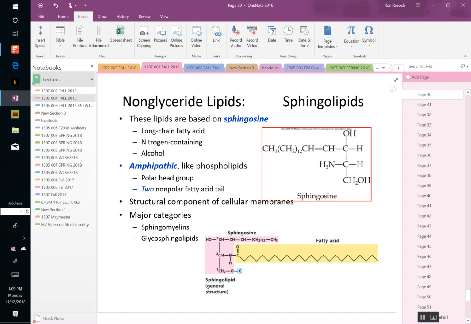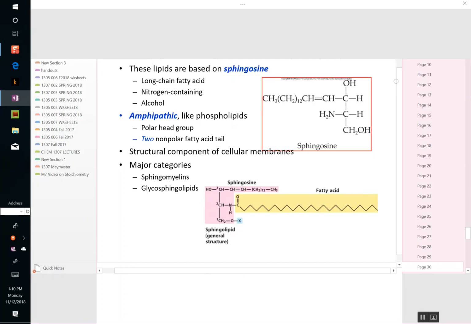So what is a sphingolipid? Well, take sphingosine, add a fatty acid right here at this point. Notice that that's not an ester, it's an amide link. And then down here you're going to have a phosphate group and an X. So it's kind of like a phosphoglyceride, but not like it. It's different. Well, here's how they are similar.